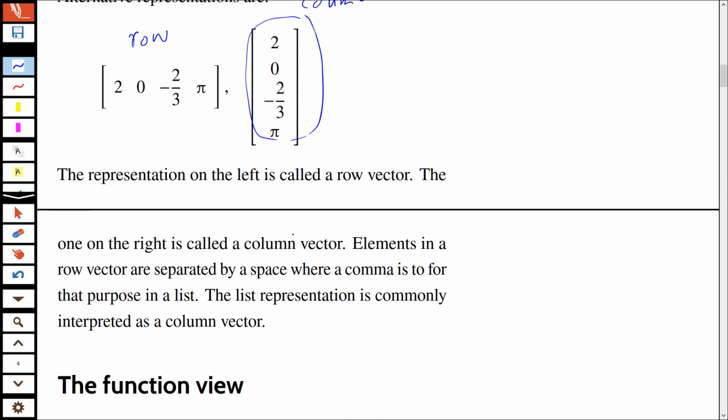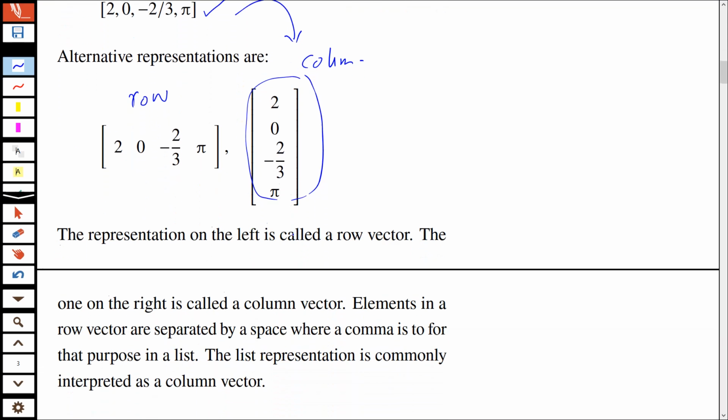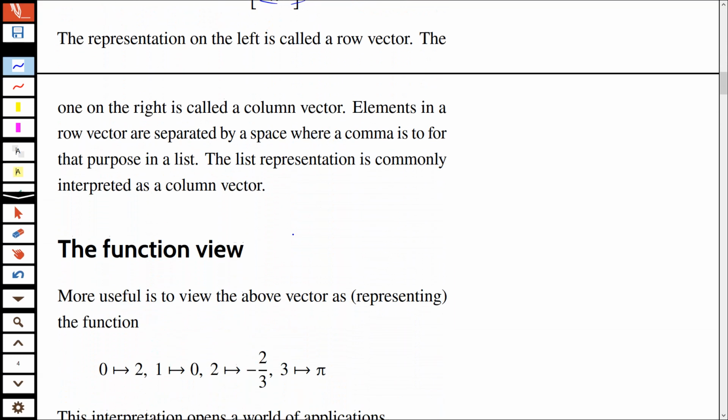Now this view was just to get you started. This is very easy to actually understand, but this is not very useful. If you see a vector as a list of numbers, I'm afraid it will not help you other than number crunching. So this new perspective is the function view.